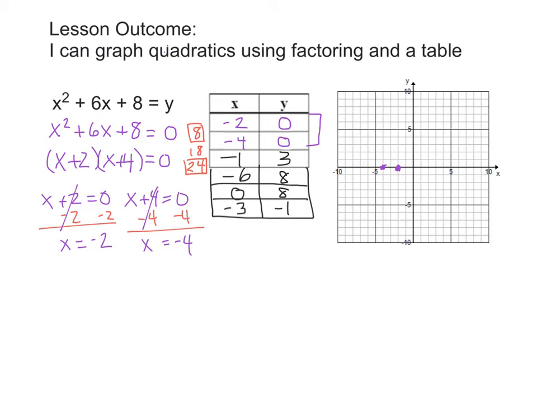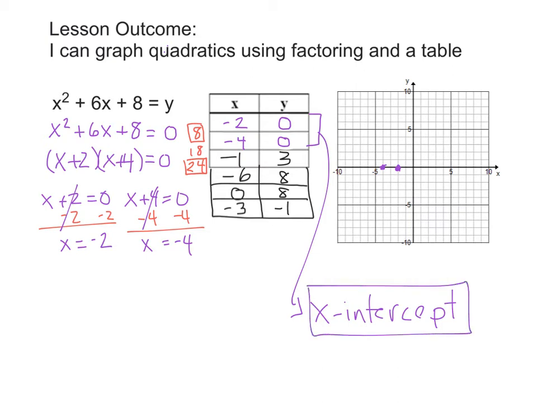Those 2 points have a special name. Those are called x-intercepts. And we've used that phrase in other areas of algebra, especially when we graphed linear equations that were in standard form. We use the x and the y-intercepts. So the x-intercepts are where the graph crosses the x-axis, and that occurs here and here for our parabola.